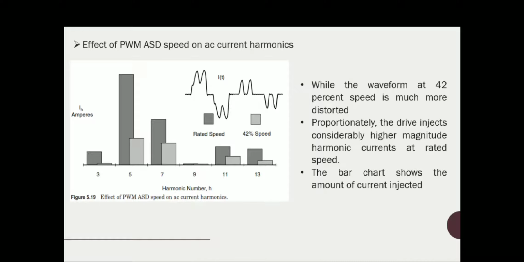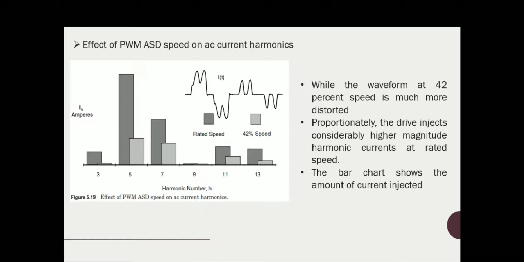Actually, the drives are used for motion control. We are continuously changing the speed and torque, and depending upon the changes in the speed and torque, the harmonic current also will be changing. Here I have shown a figure with the two operating conditions for a PWM adjustable speed drive. While the waveform at 42% speed is much more distorted, proportionately, the drive injects considerably higher magnitude of harmonic current at rated speed. Here it is shown as rated speed and 42% speed.